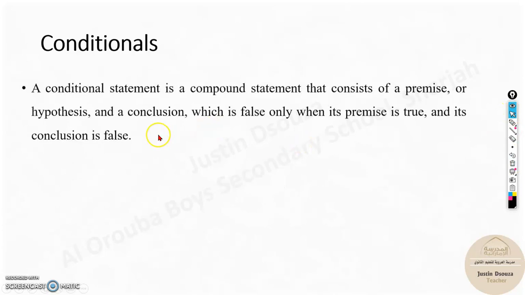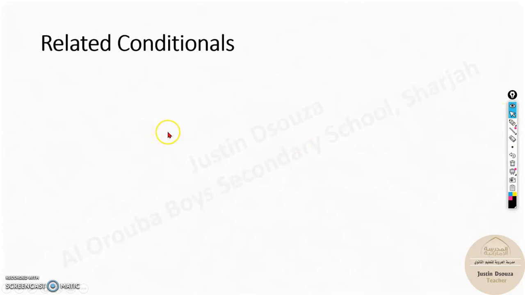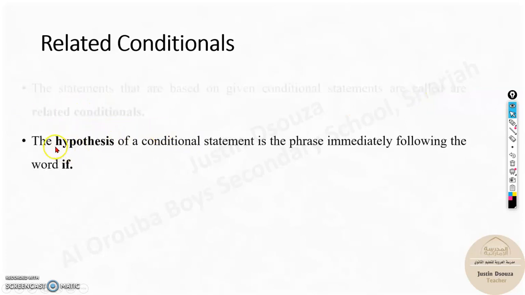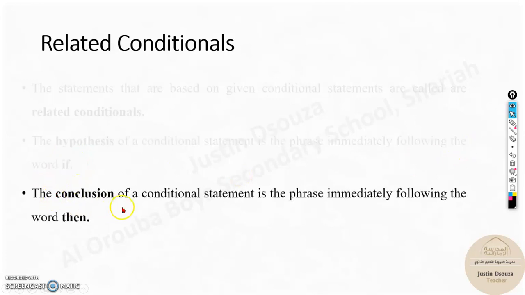We will see more about this in related conditionals, because in the problems they'll ask us to find conclusions and hypotheses. The statements that are based on given conditional statements are called related conditionals. The hypothesis of a conditional statement is the phrase immediately following the word if. And the conclusion is the phrase immediately following the word then.